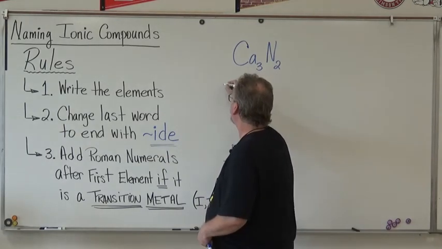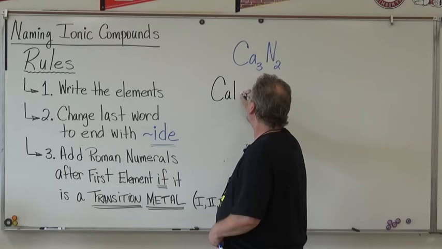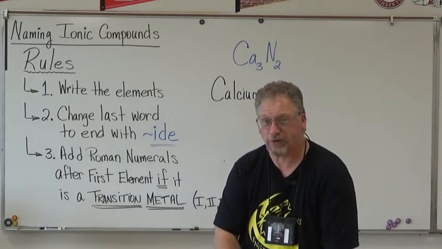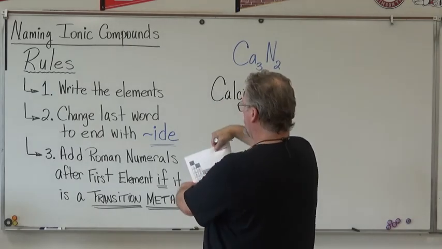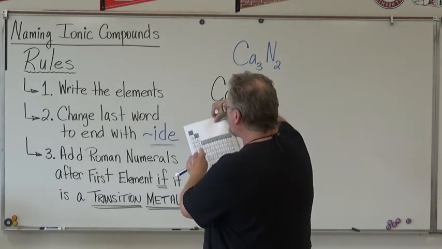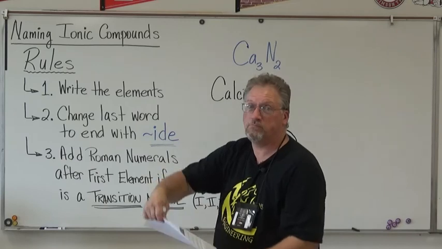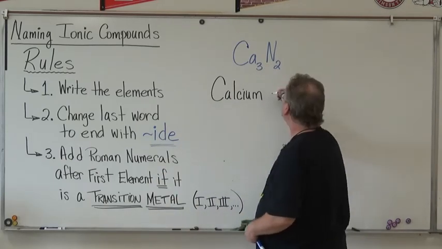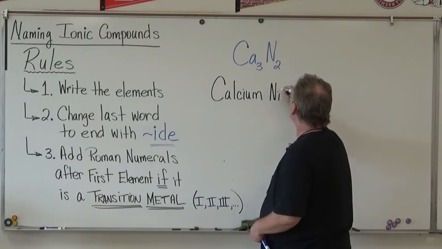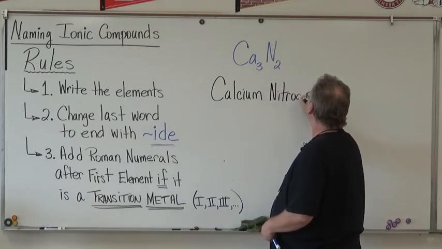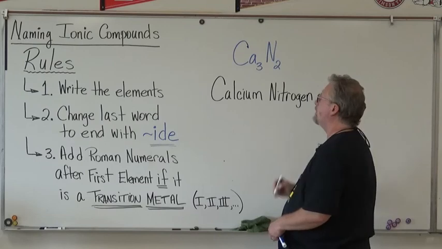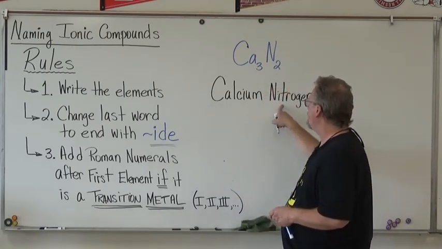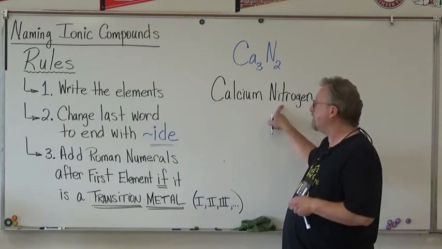Ca is calcium. How do I know that? Well, you just look at your handy-dandy periodic table. Okay, there's Ca right there, and it says calcium. And N is nitrogen. So this is going to be nitrogen. Step number 2, change that second word so that it ends in IDE.